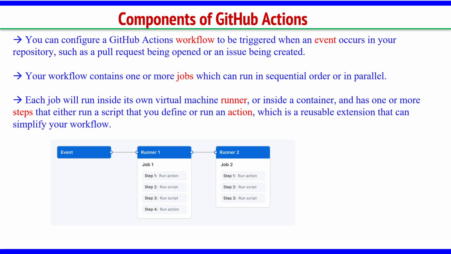Okay, so the main thing is workflow. A workflow will be triggered based on an event. A workflow contains a lot of jobs. Each job runs in its own runner, and each job has multiple steps. Those steps could be either run a script or run an action. Right? So these are the different components of GitHub Actions. Now let's understand in detail what is an event, what is a job, what is a runner, what is an action. Let's try to understand them.